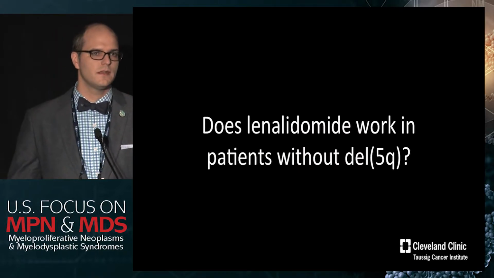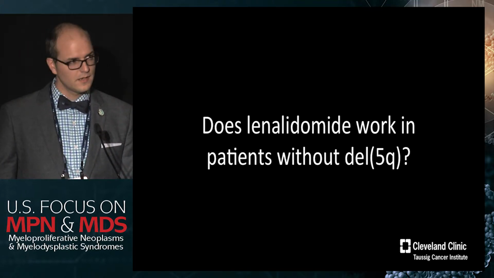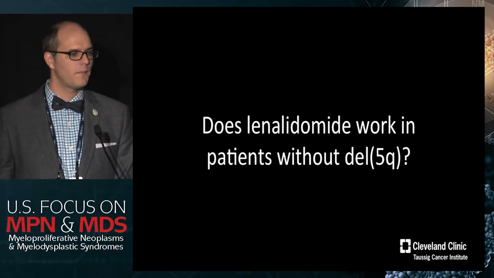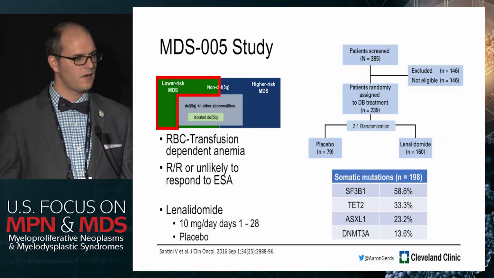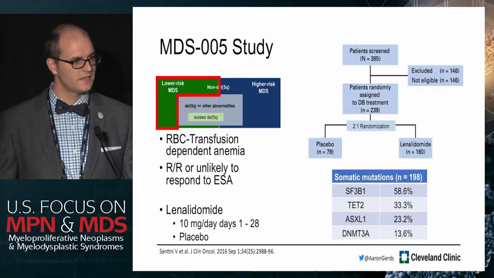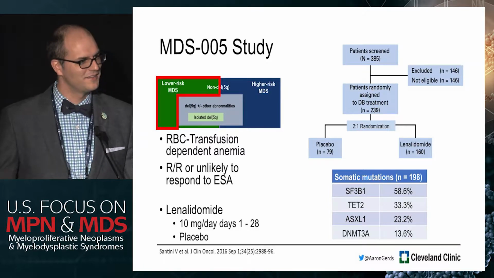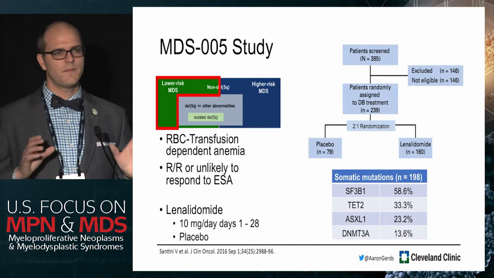So we've been talking now all about patients who have the del(5q) abnormality. I think Rami touched on this a little bit ago, but what about patients without del(5q)? Can we use lenalidomide in those populations, and what do the outcomes look like? So this is the MDS 005 study. You may sense a pattern here: 003, 004, and 005. But again, the red box has changed here.